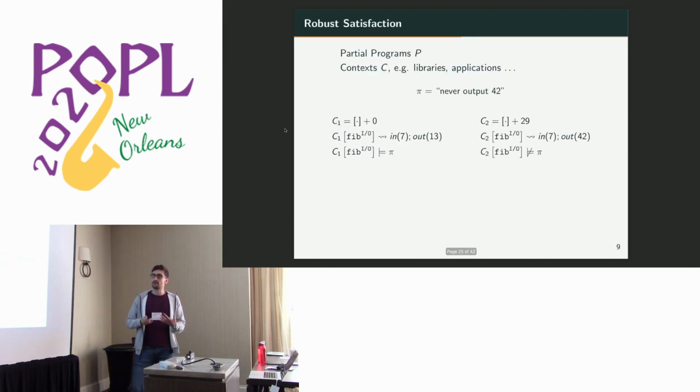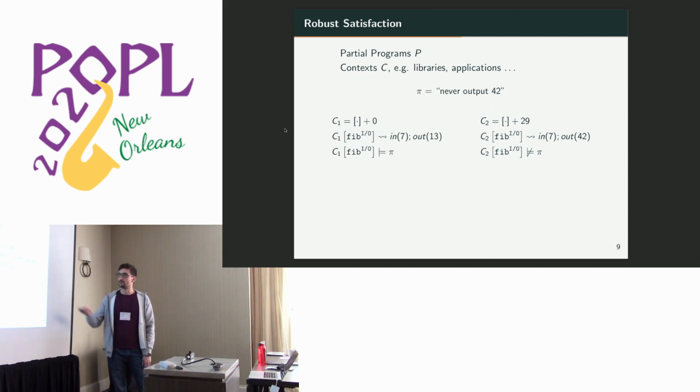Of course, depending on the context, a program may satisfy or may violate a certain property. For instance, let's go back to our fib.io, and let's assume that our contexts have this very easy shape. They call fib.io on a natural number they take from the environment. They make fib.io compute. They add the natural number to the result, and they output the final result. So in the first context, fib.io will still satisfy this property pi, but in the second it will violate pi.